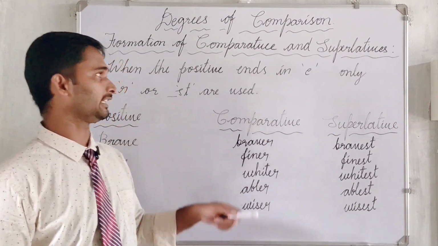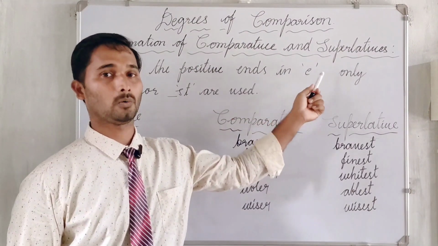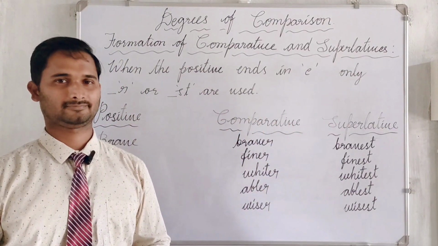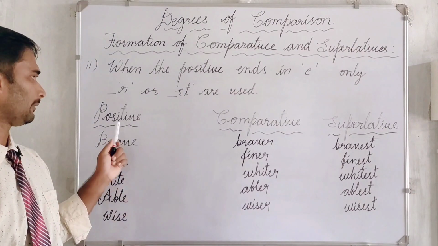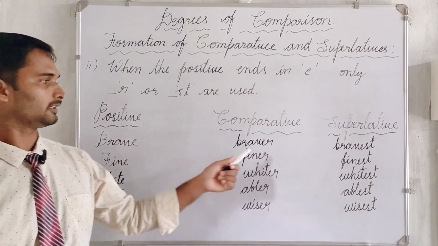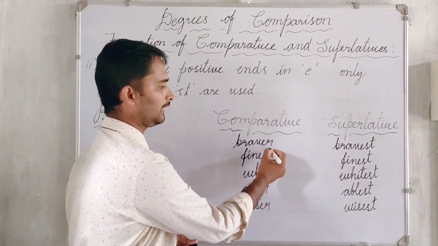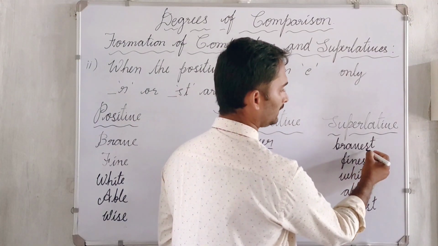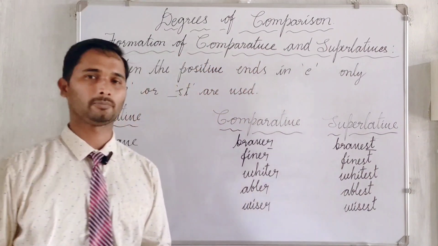When a positive adjective ends in e, only r or st are used. Some examples: positive, brave, braver. Only r is used in the comparative form. The bravest. St is only used to form the superlative degree.